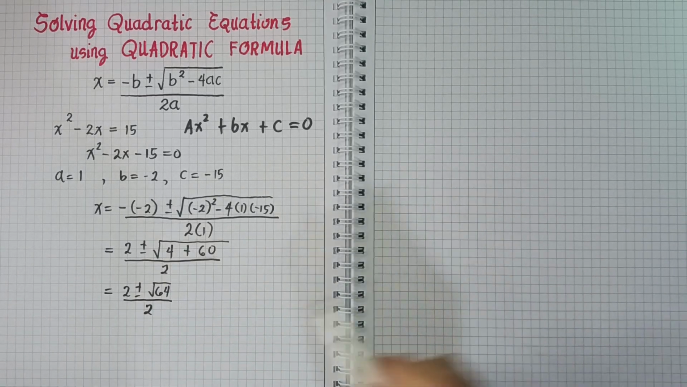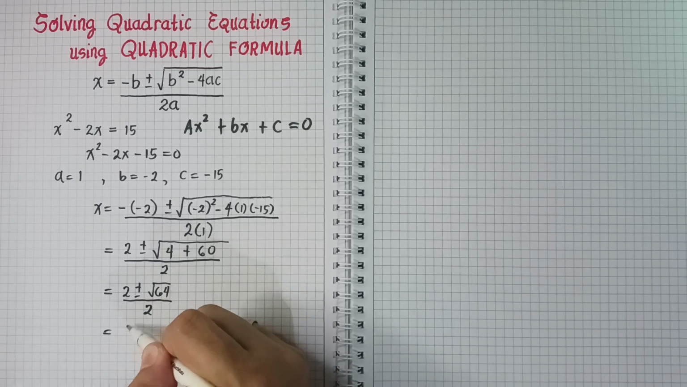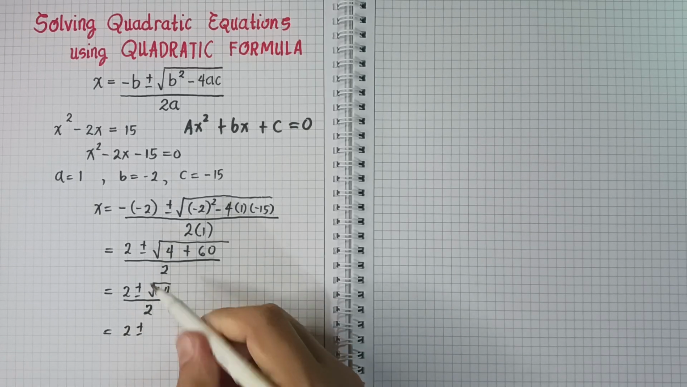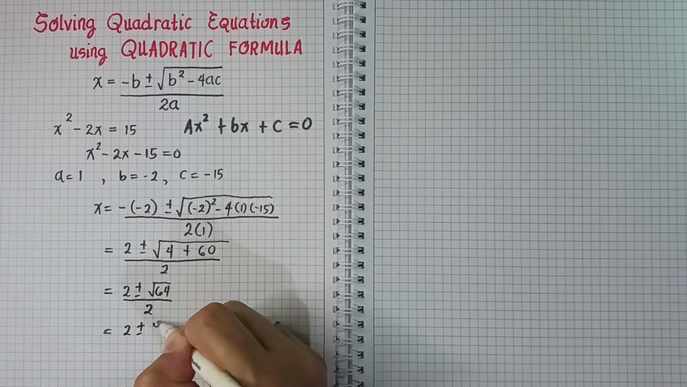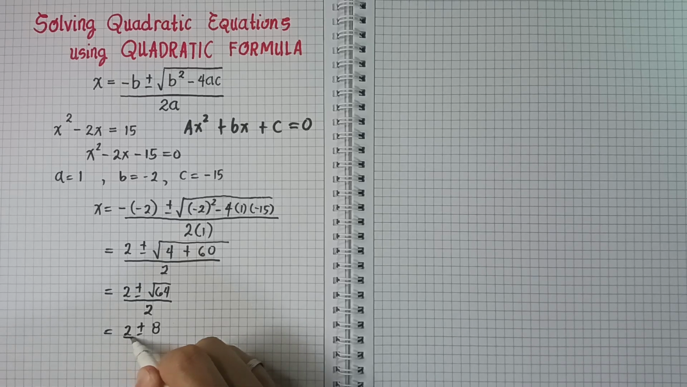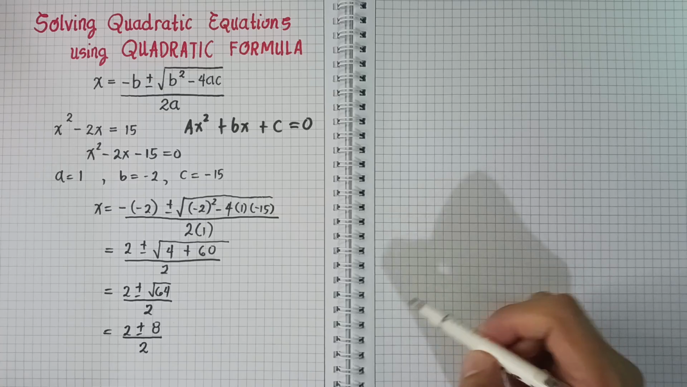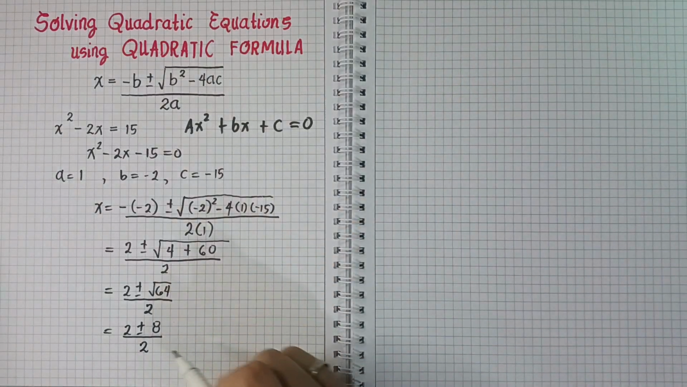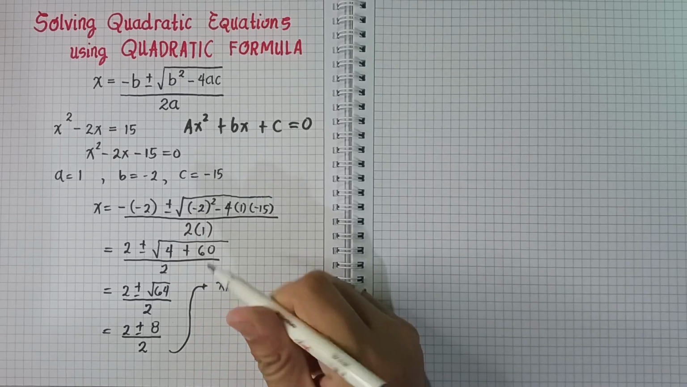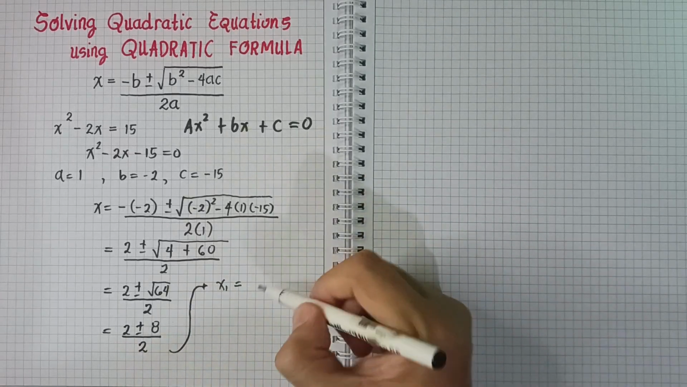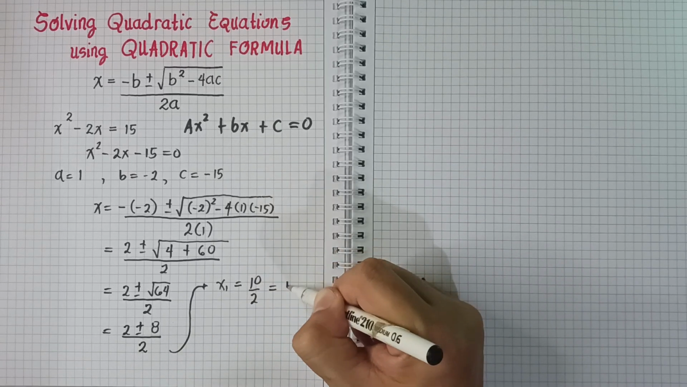Okay, and then we need to simplify again. Is 64 a perfect square? Yes. Okay, so just copy 2 plus or minus. Okay, what is the square root of 64? That is equal to 8, right? All over 2. Okay, so we have two roots here. So let's continue. Your x sub 1: 2 plus 8, that is equal to 10, right? Over 2. So your x sub 1 is equal to 5.